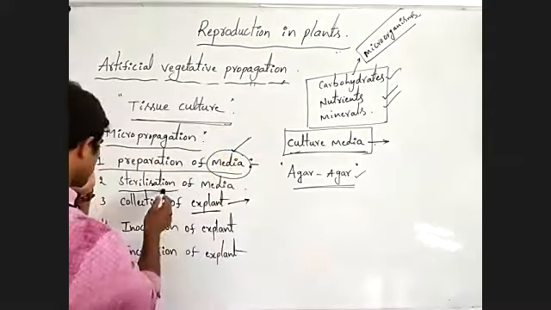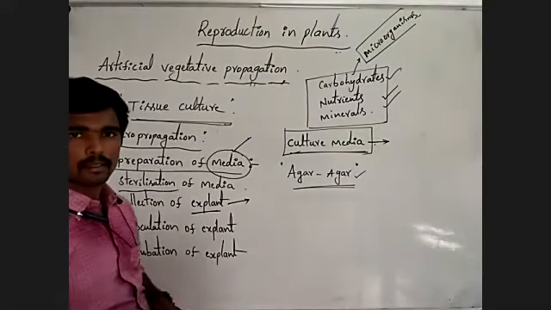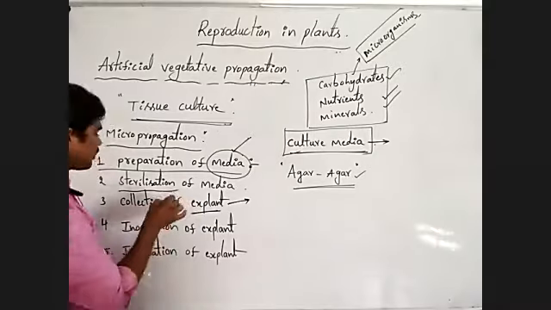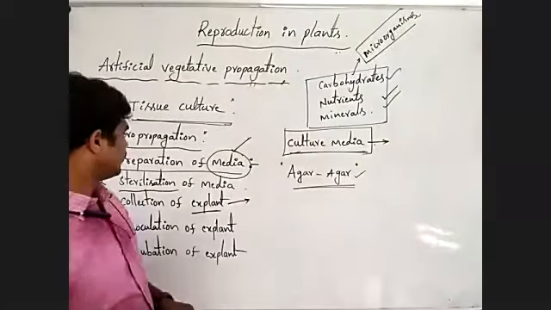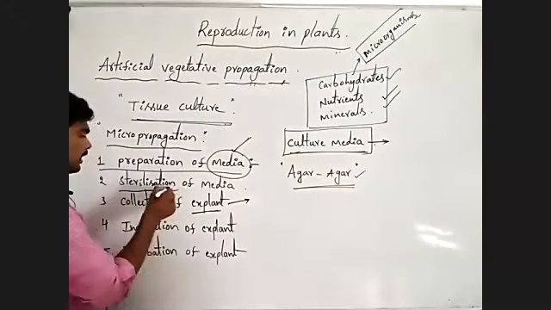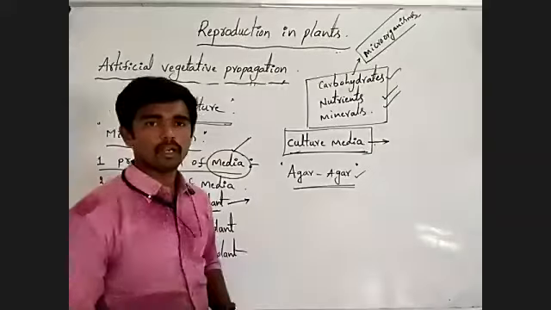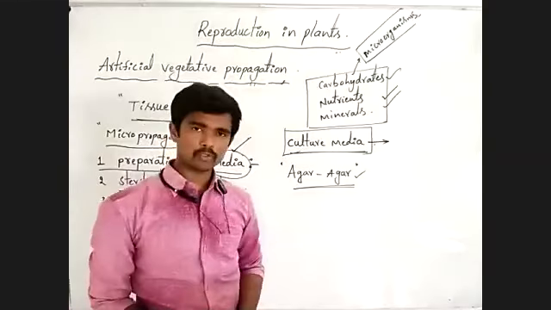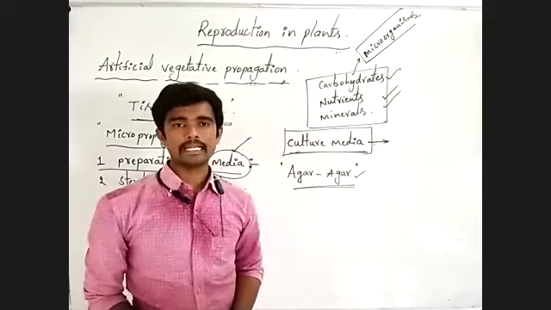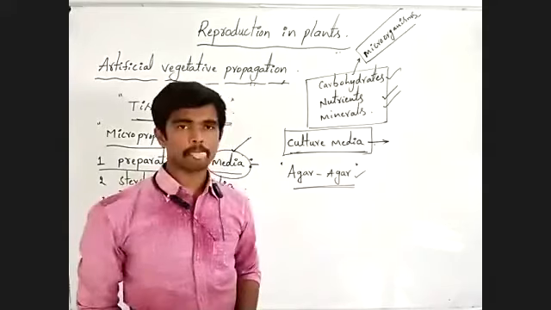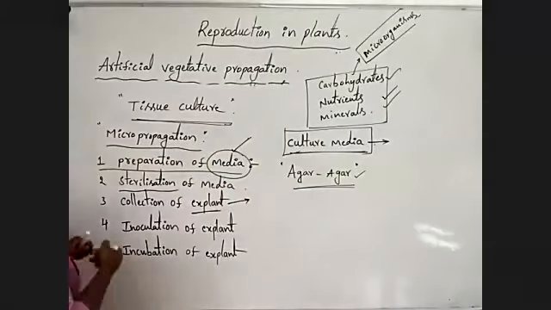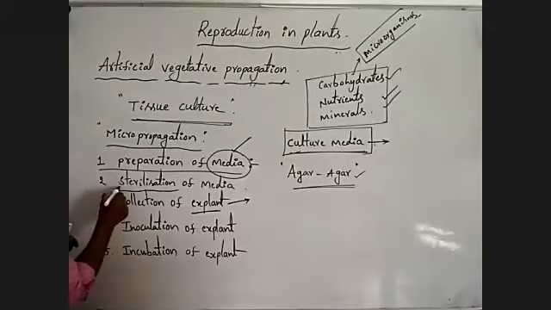Okay, what is the sterilization process? Sterilization means the process of killing or removing microorganisms. To perform the sterilization process, an instrument is used, that is the autoclave. Okay, it is a pressure cooker-like instrument. It can perform the sterilization process.